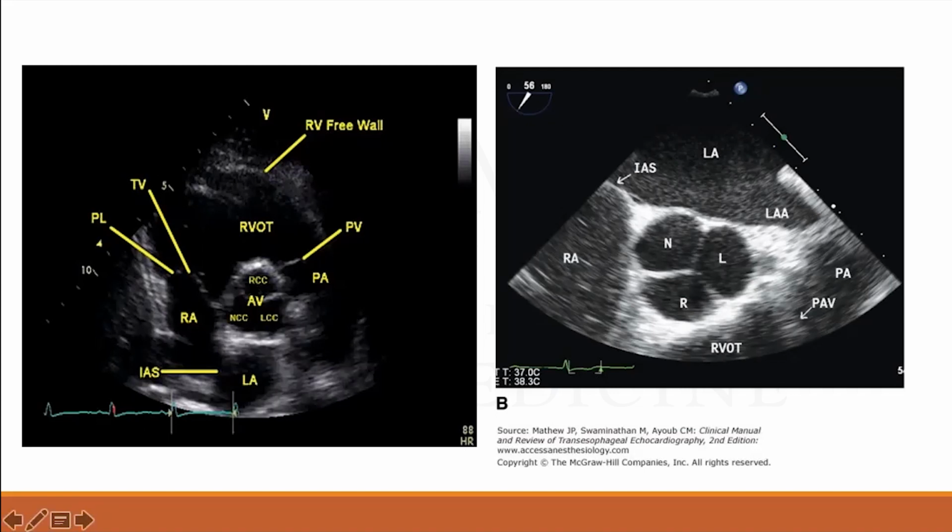So, your right coronary cusp is adjacent to your RVOT. It doesn't matter if this is on the transthoracic or the transesophageal, because your RVOT on the TEE is down here. Your non-coronary cusp is usually adjacent to the interatrial septum, here on the transthoracic, and here on the transesophageal. And then the third one is just the left.